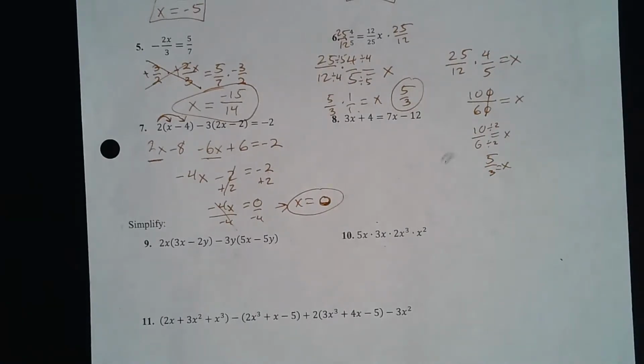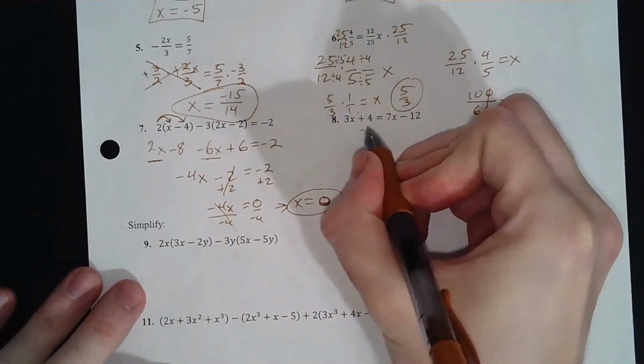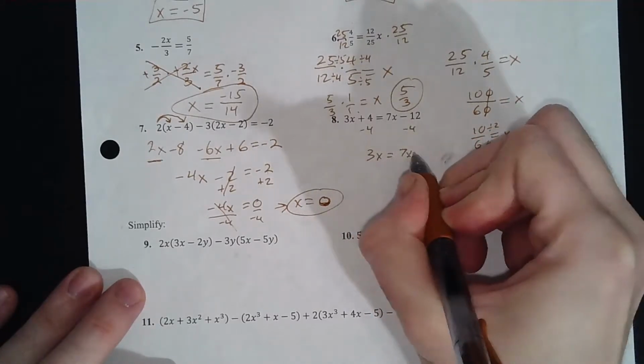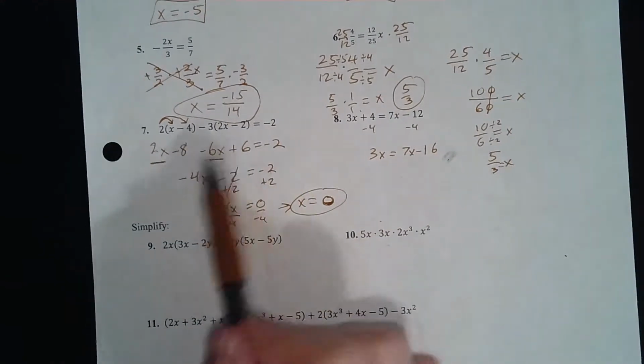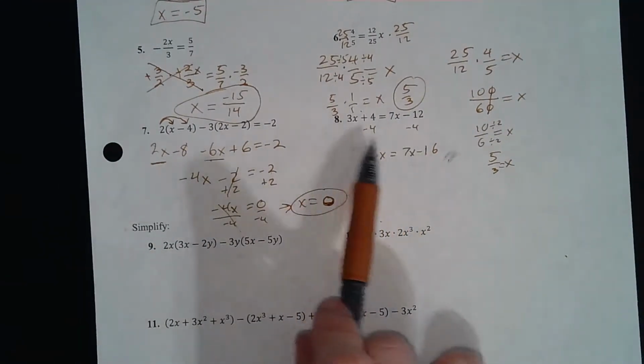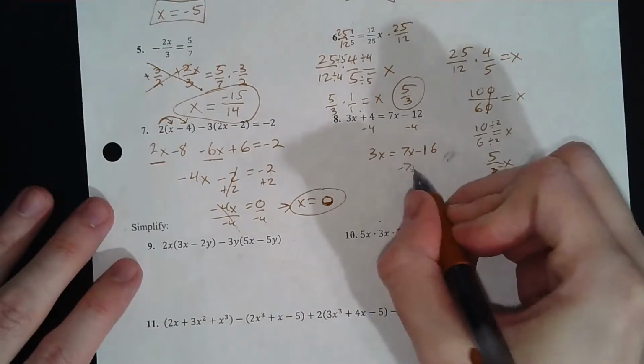Now let's look at problem number 8. Problem number 8 is weird because there's an x on both sides of the equation. So we need to go ahead and subtract the 4 on both sides to get the 4 over here. That's going to give us 3x equals 7x minus 16. So similar to this question, when we added the 2 to both sides, we're doing the same thing here. But now we also need to subtract 7x on both sides.